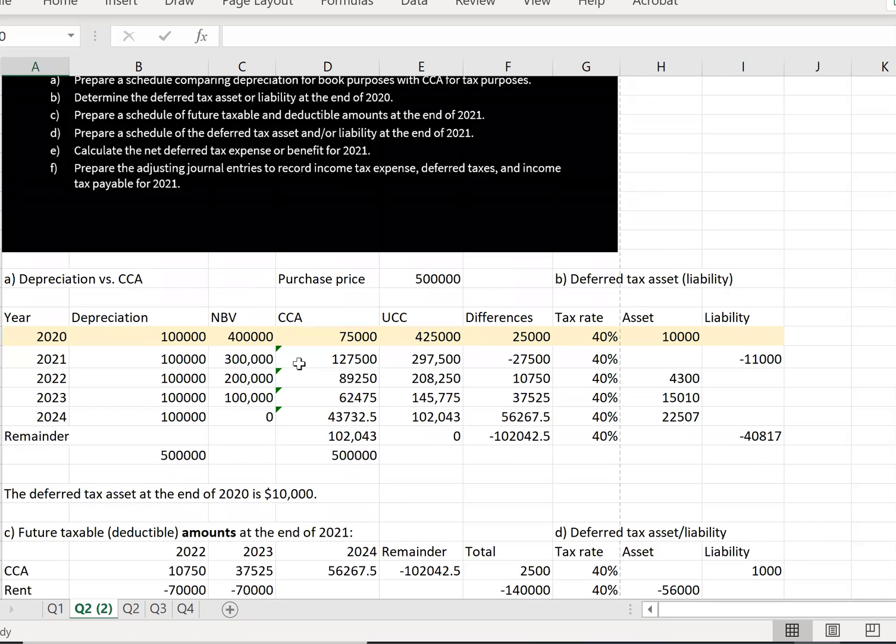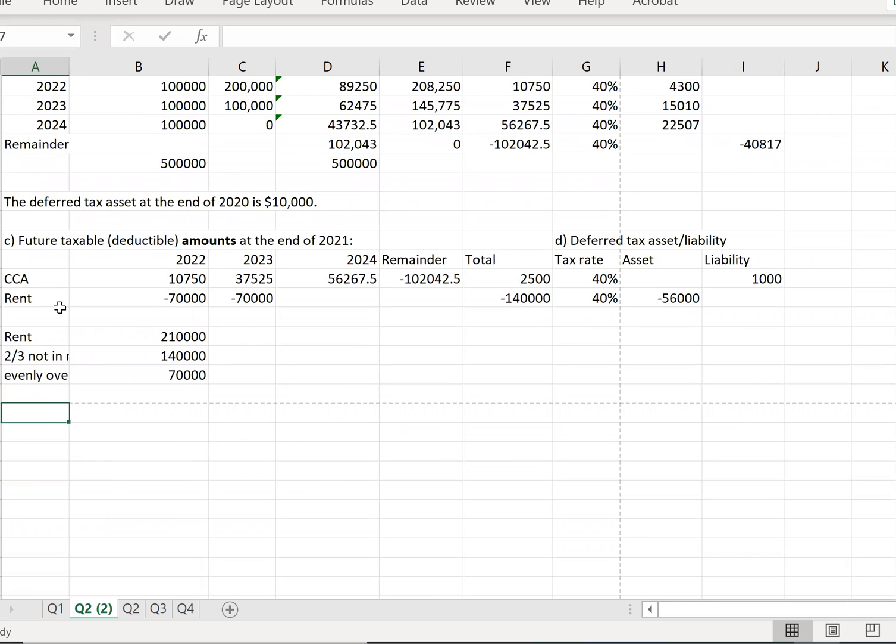So E is calculate the net deferred tax expense or benefit for 2021. Net deferred expense or benefit for 2021. So what we really need to remember here is watch for opening balances.